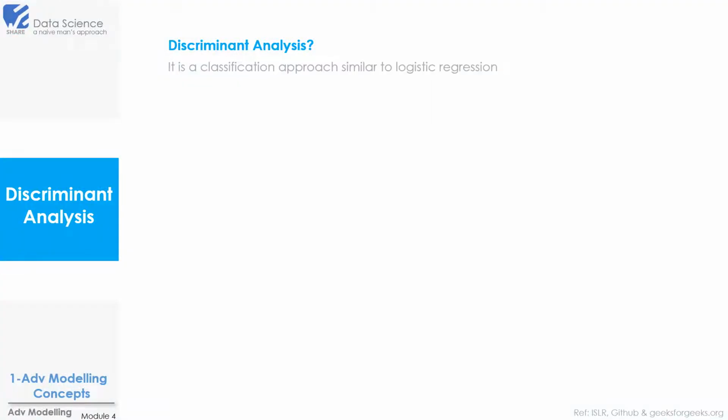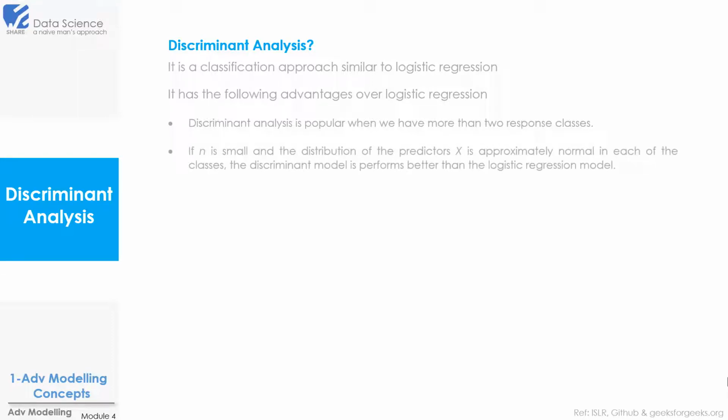Discriminant analysis is a classification approach similar to logistic regression. Now the question is, why do we use it then? Well, it has a few advantages over logistic regression. Let's see what those advantages are. Firstly, if you recall, we discussed in logistic regression that if there are more than 2 classes of the response, then we prefer other techniques over logistic regression. So discriminant analysis is a popular approach if we have more than 2 responses. Now if n is small and the distribution of the predictor x is approximately normal in each of the classes, then the discriminant model performs better than the logistic regression model.